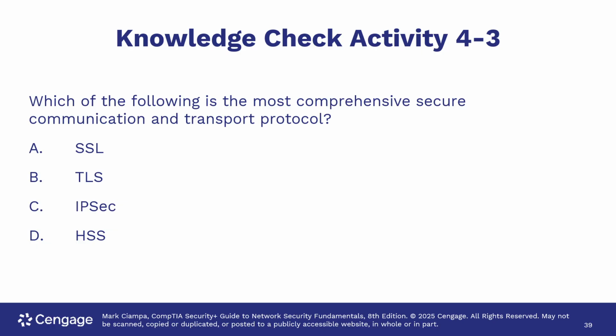So here's another check activity. Which of the following is the most comprehensive secure communication and transport protocol? Note the word transport protocol. So we know SSL was replaced by TLS, so A is wrong. B is transport layer security. C is IPsec, and D is HTTPS.